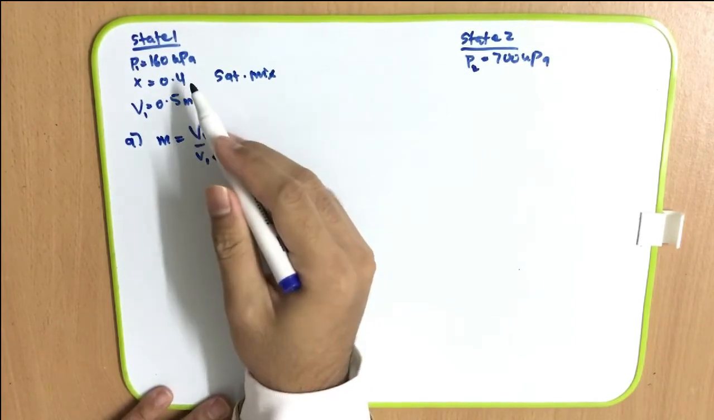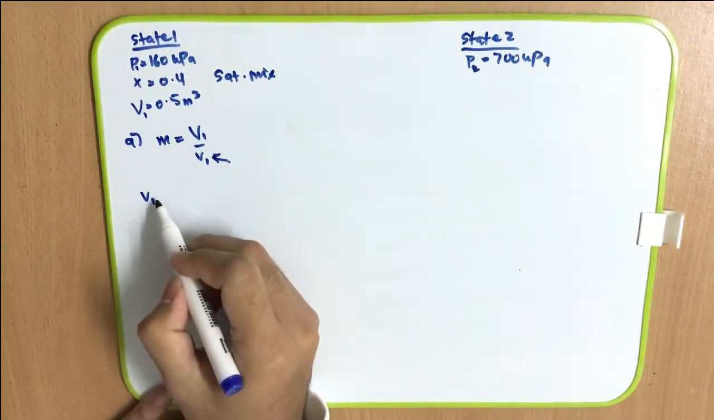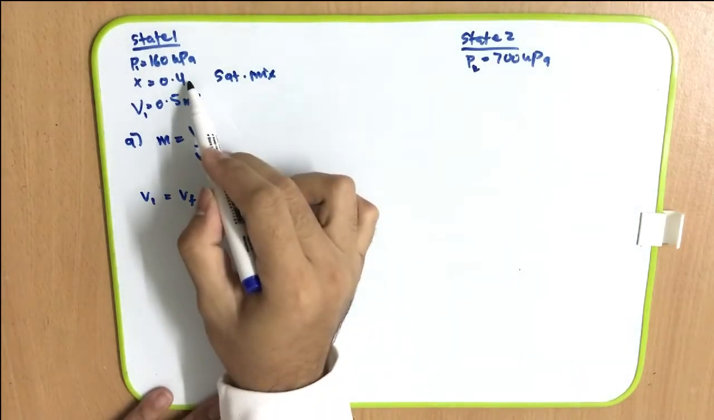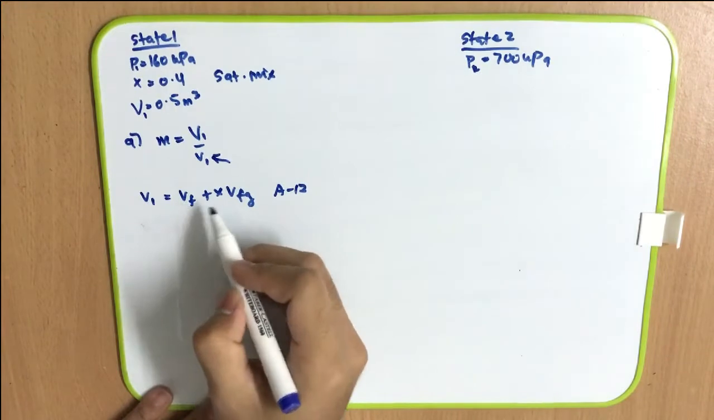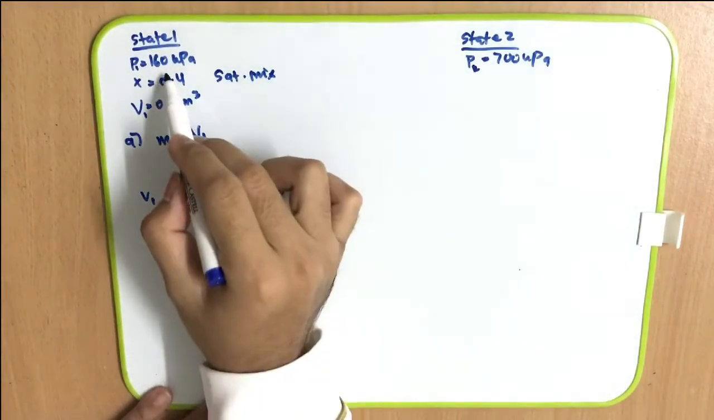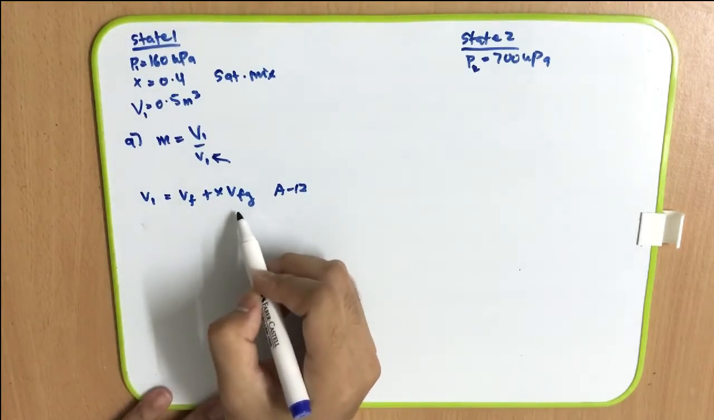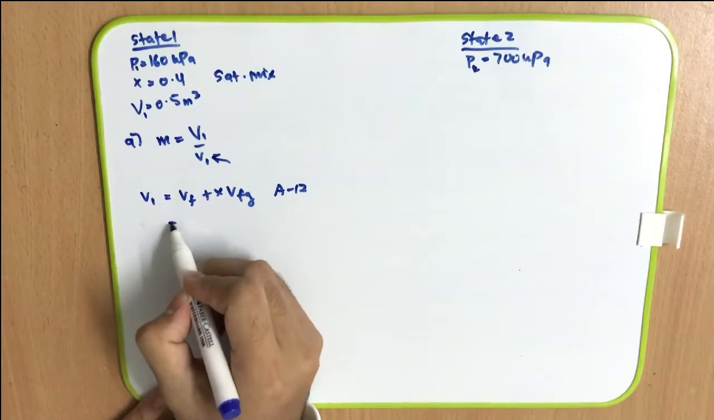We know that in state 1, the phase is saturated mixture. So in order to find the specific volume, we have to use this equation. The x is already given, which is 0.4, and by referring to table A12, we can find the vf and also vfg. We refer at pressure 160 kilopascal, find the vf and also vfg, and substitute in this equation, so it will become like this.